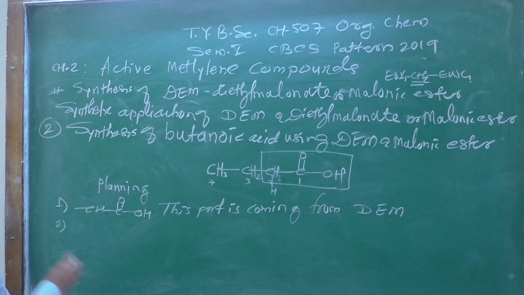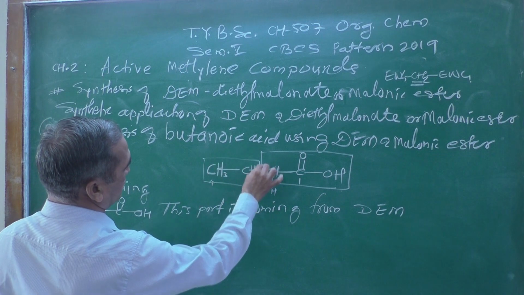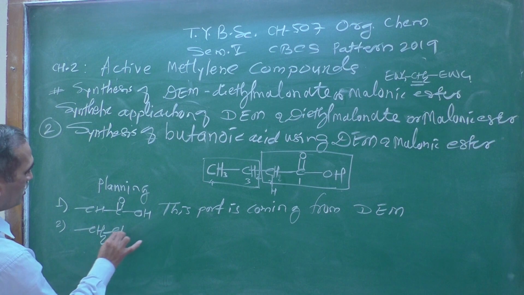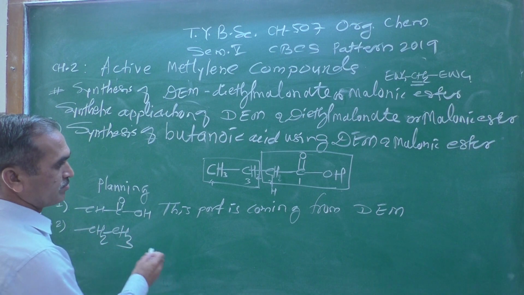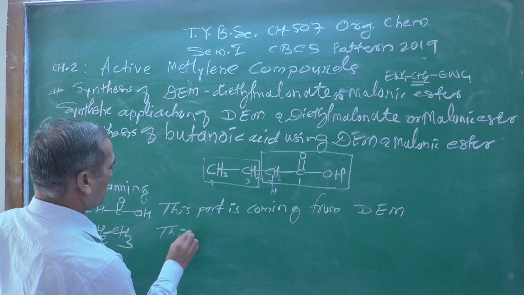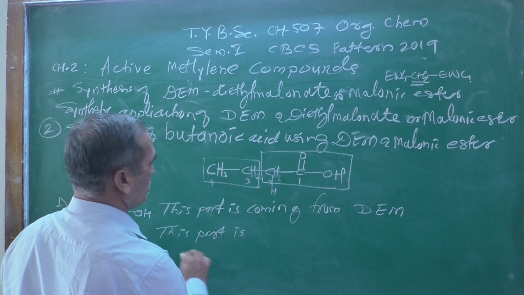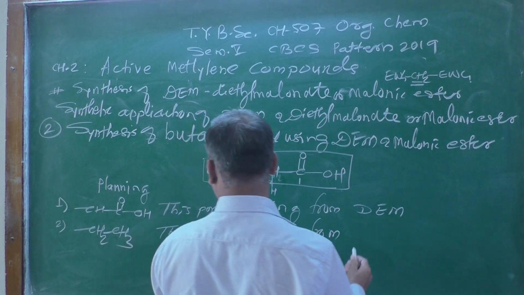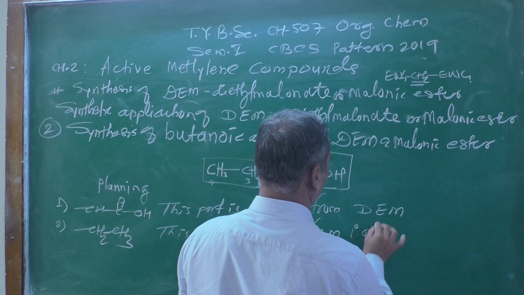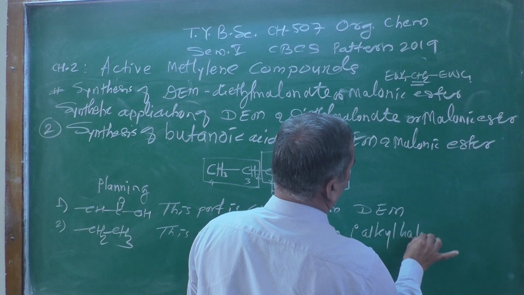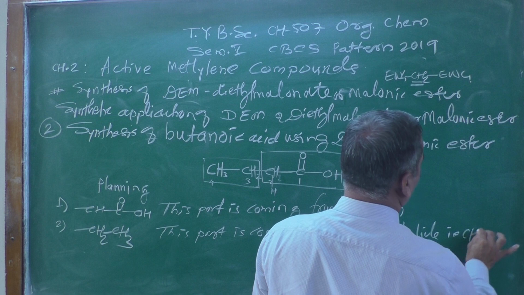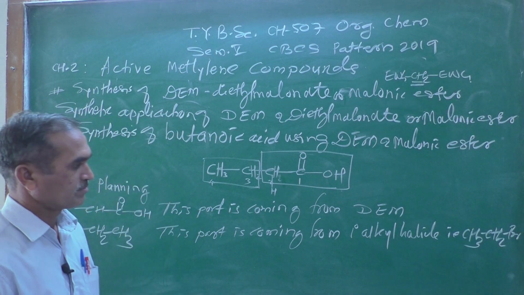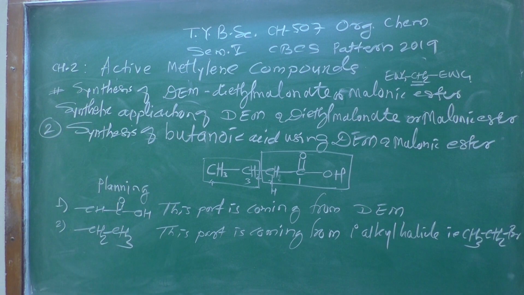Now the second point: see here, this is a CH3 CH2 group, meaning this CH2 CH3 group is an ethyl group. This part is coming from a primary alkyl halide. That is, you can use CH3 CH2 Br, ethyl bromide. And this is our planning.